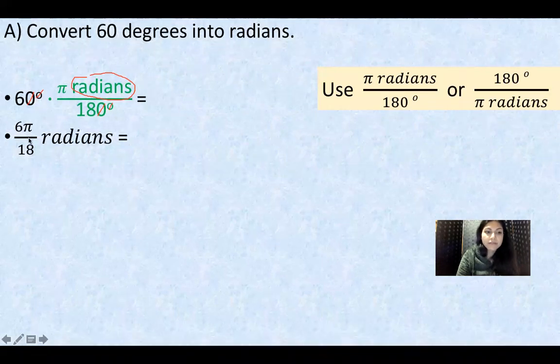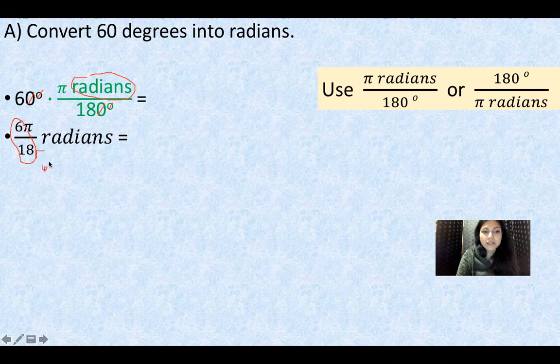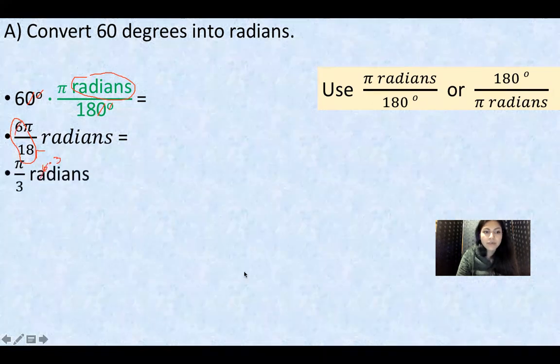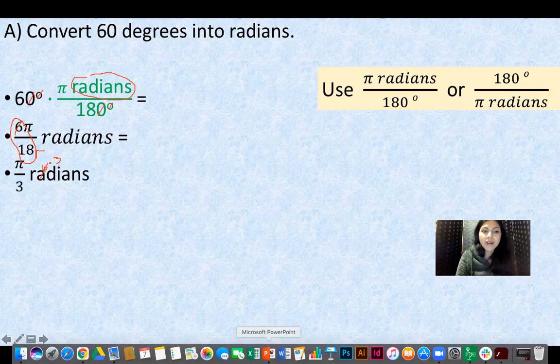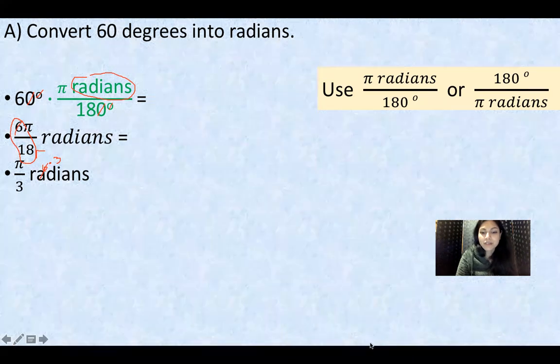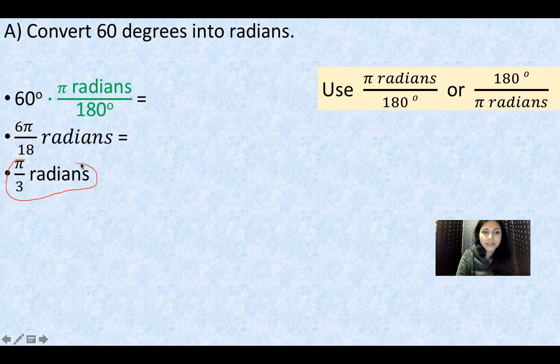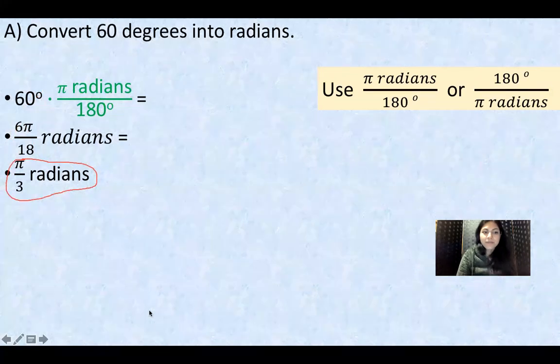So in order to simplify this further, let's think of common multiples between 6 and 18. So I know that 18 is going to be 6 times 3. So immediately we can cancel out that 6. And we're going to get its fully simplified form. Our answer is going to just be pi over 3 radians for this question A. Let me just clear my screen and circle the answer so that you all understand what it is and why. Boom. Okay, not only that, you're going to also be asked to convert from radians to degrees.